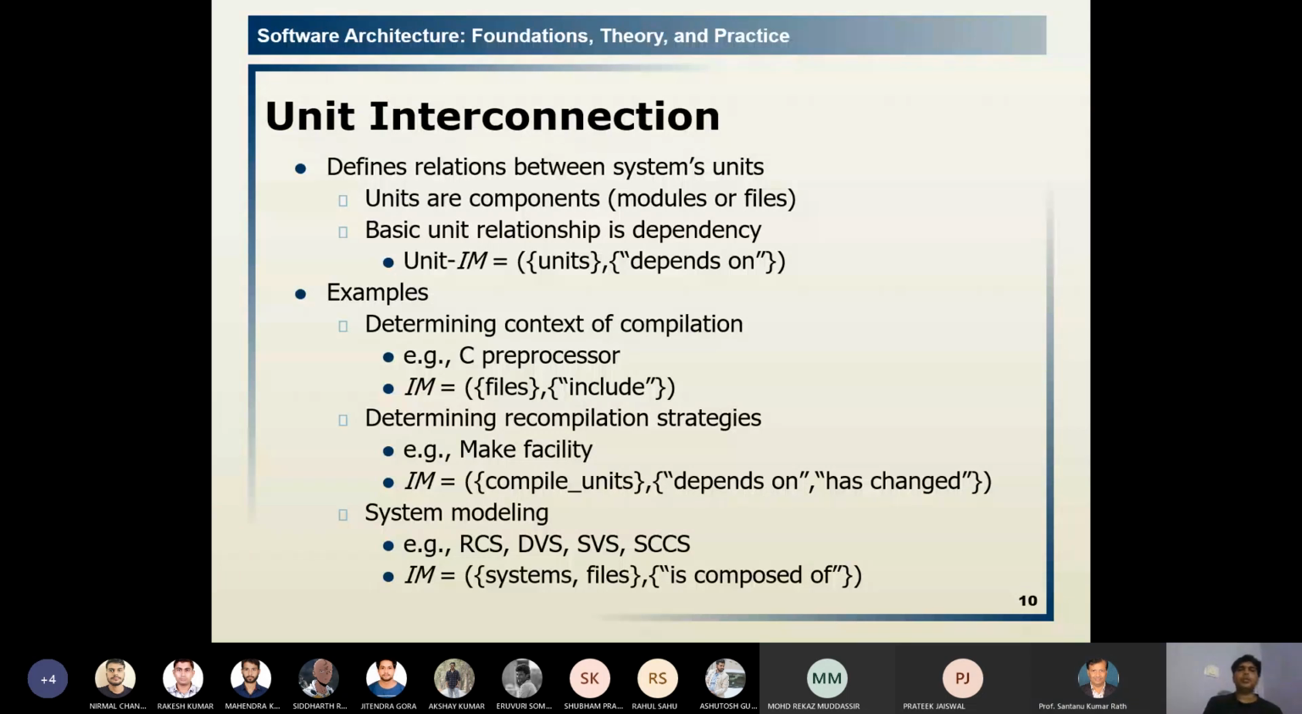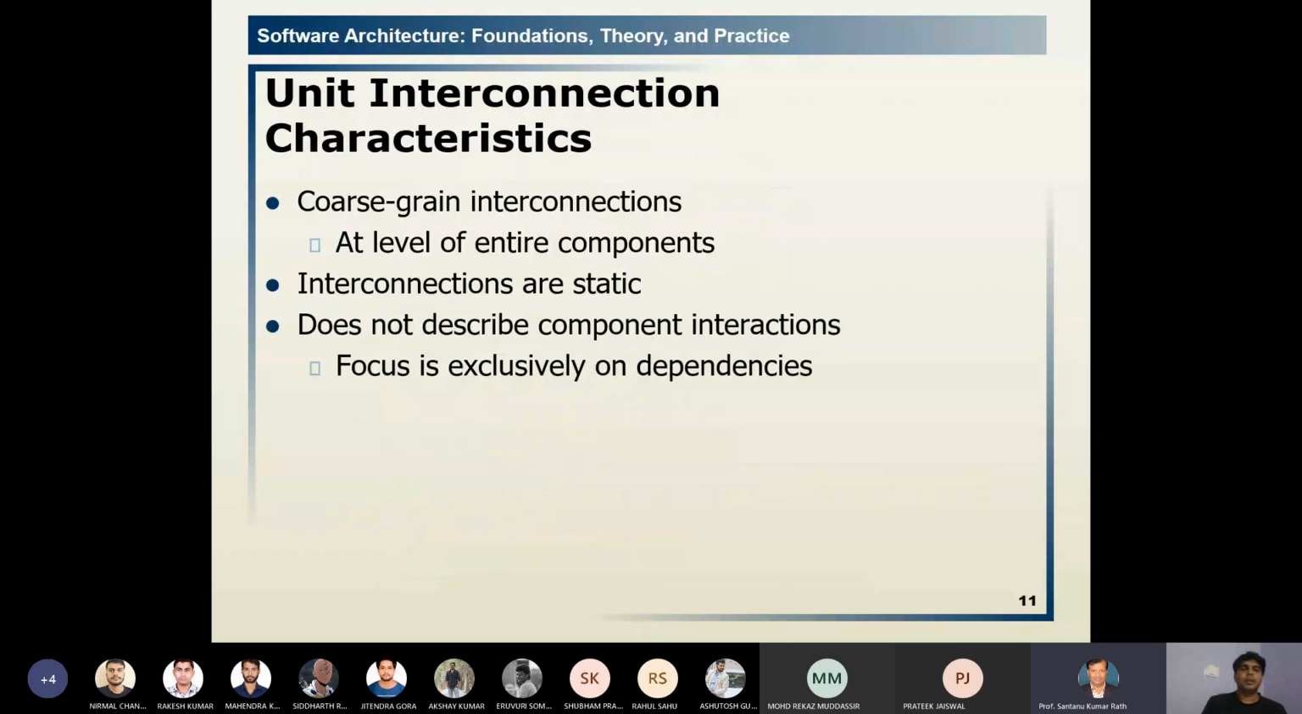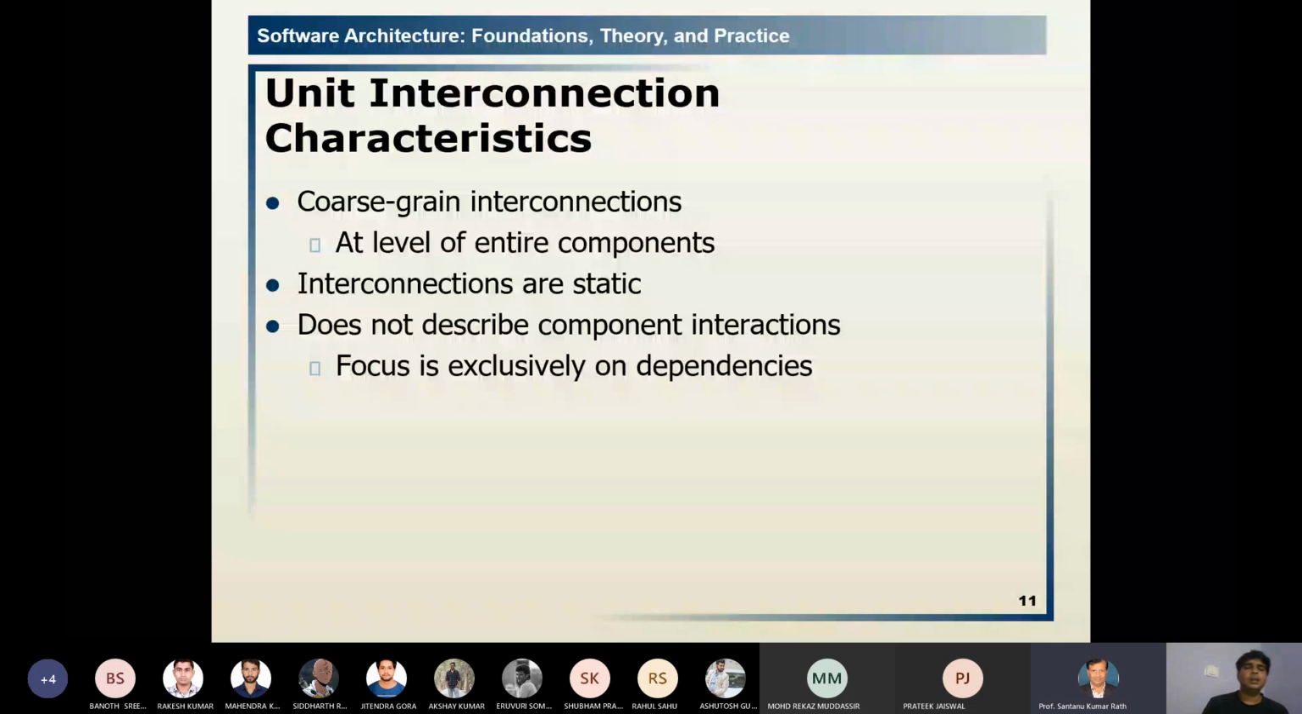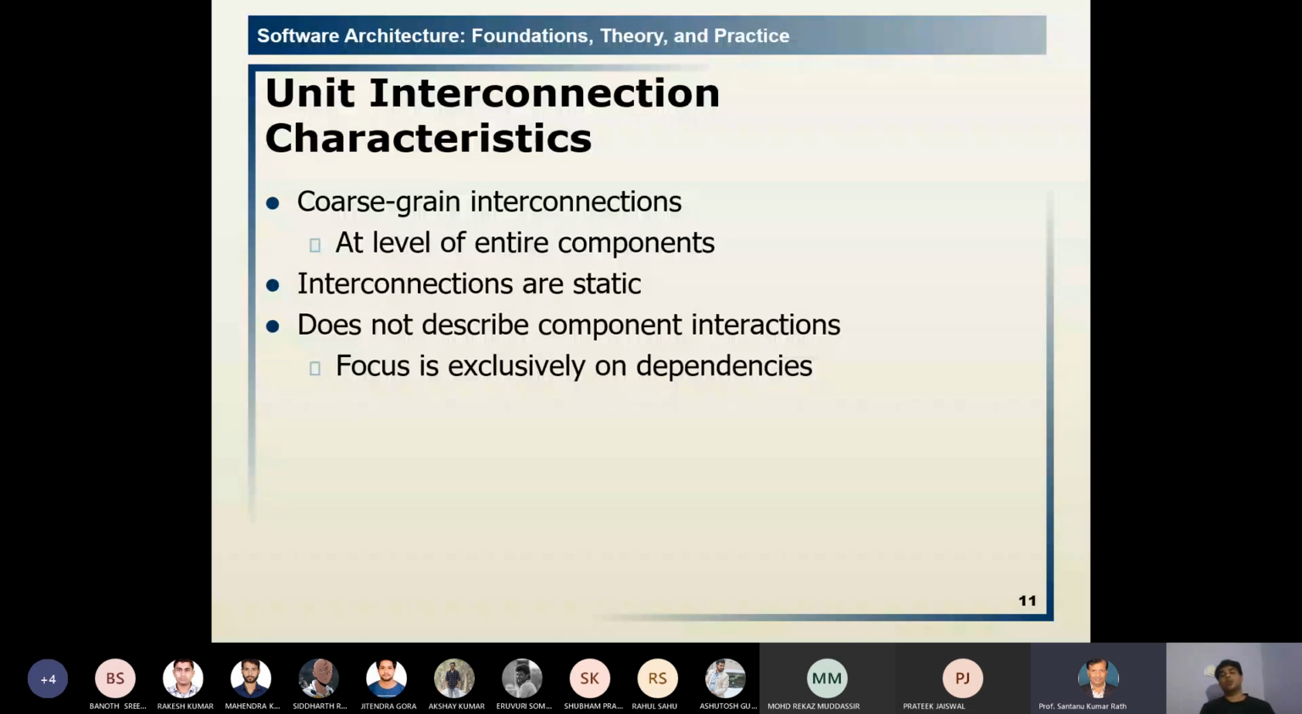Then unit interconnection characteristics. It has coarse-grained interconnections. Coarse-grained interconnection means a smaller number of larger particles. At the level of entire components, the interconnections are static and do not describe the component interactions. It focuses exclusively on the dependencies by using the notation "depends on".